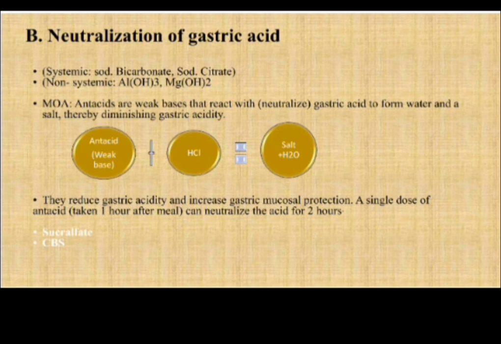Neutralization of gastric acid. Systemic: sodium bicarbonate and sodium citrate. Non-systemic: aluminum hydroxide and magnesium hydroxide. Their mechanism of action: antacids are weak bases and react with the gastric acid to form water and salt, thereby diminishing the gastric acid. They reduce the gastric acidity and increase gastric mucosal protection. A single dose of antacid can neutralize acid for 2 hours.